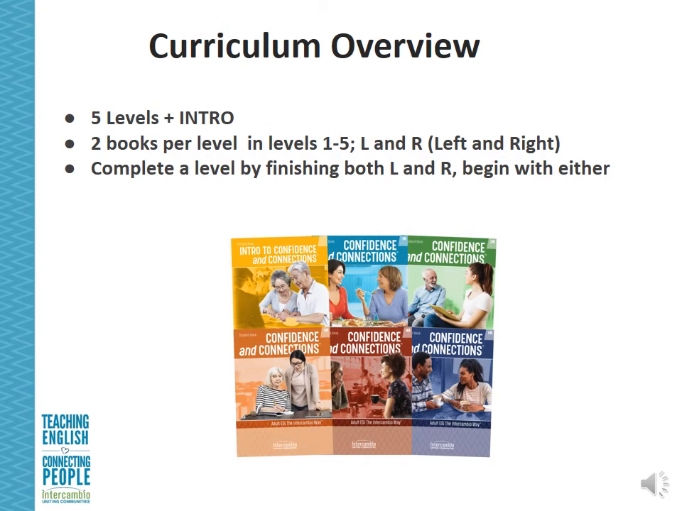First of all, I'd like to give you an overview of the curriculum. Confidence and Connections comprises 5 levels plus an intro book. There are 2 books per level in levels 1 through 5. We call those the left and the right book. In order for students to complete a level, they must complete both books, left and right, but they can begin with either book.